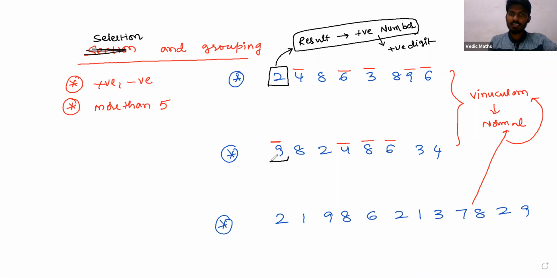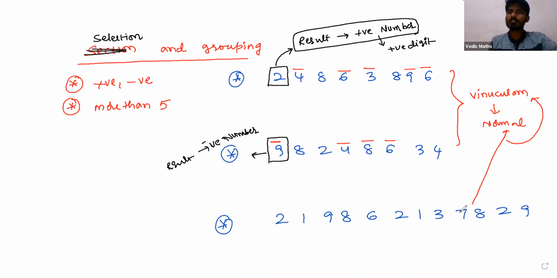Okay. Come to this question. Here, the starting digit is negative. That means the result is also a negative number. So a negative number should have only negative digits, but in this case you can see some positive digits are there. So we have to remove those digits, and after that we will select. How to select, I will tell you that. Okay, now come to this question.